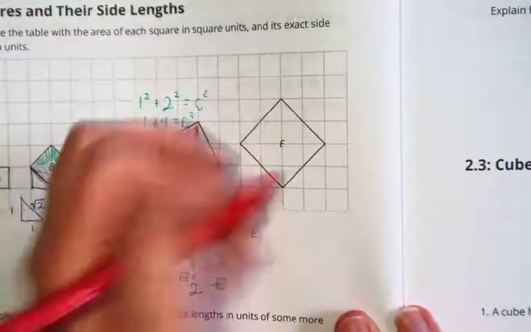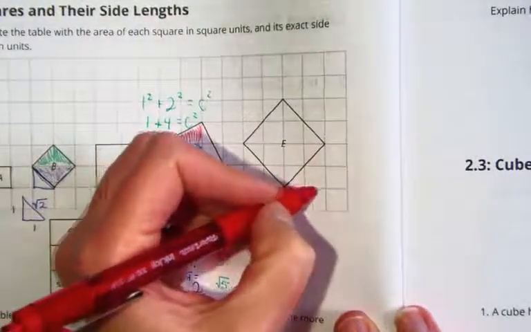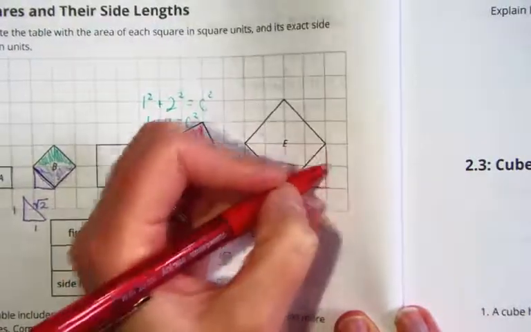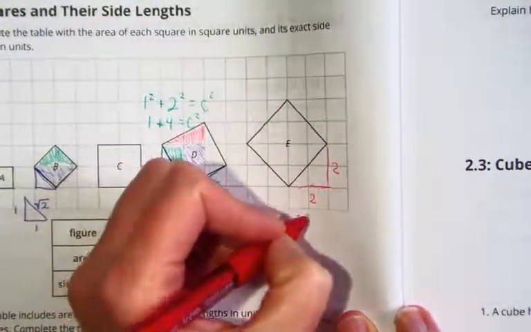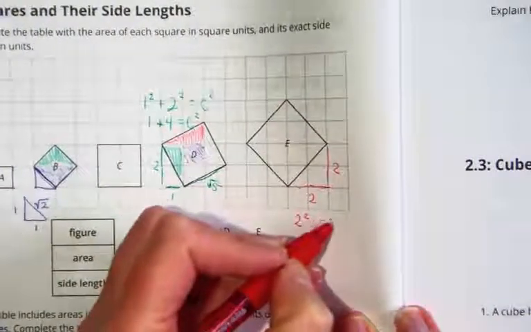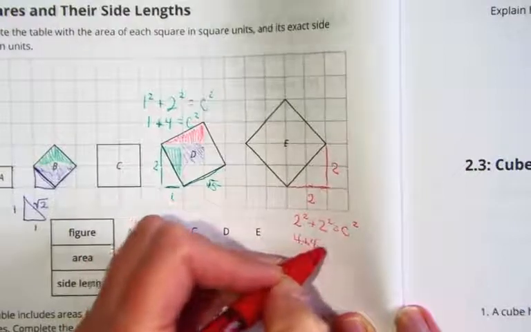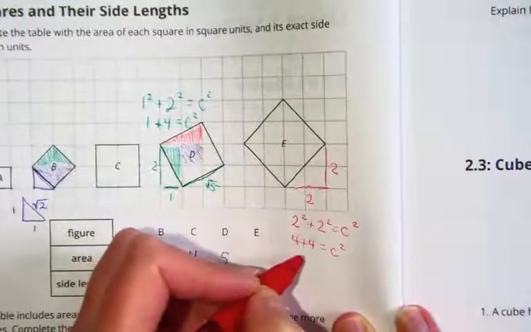Thinking of the same way here, we have a 2 by 2 triangle on the outside. A squared plus B squared equals C squared. 4 plus 4 equals C squared.